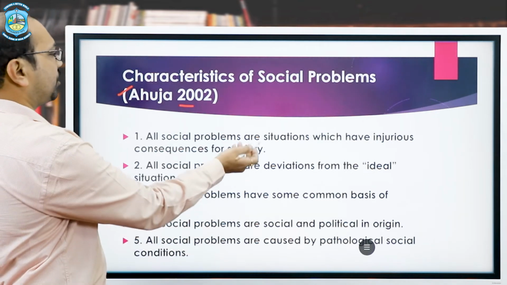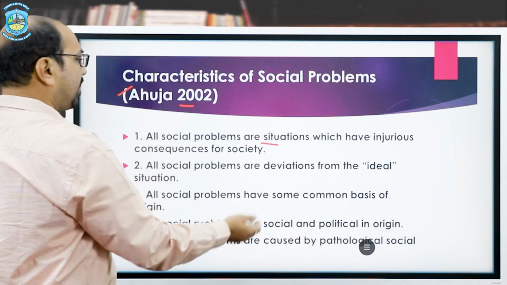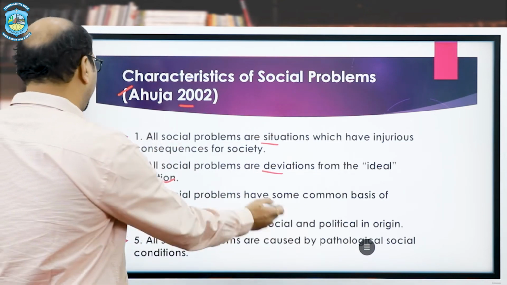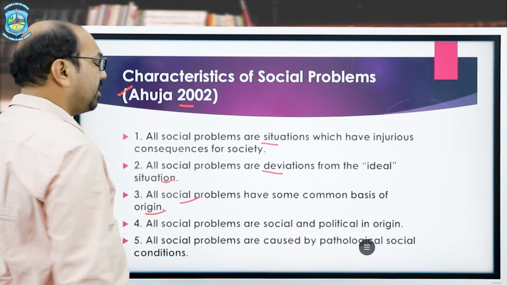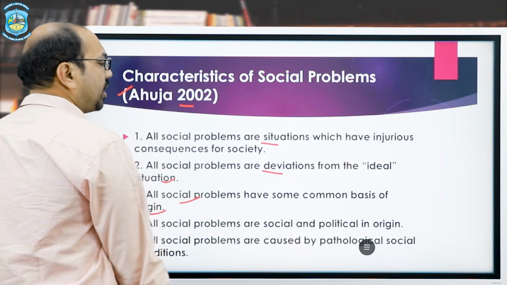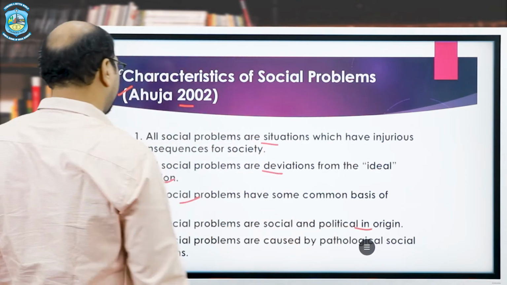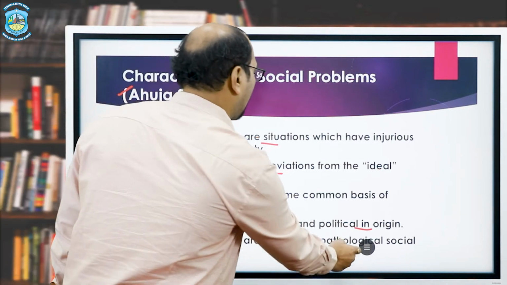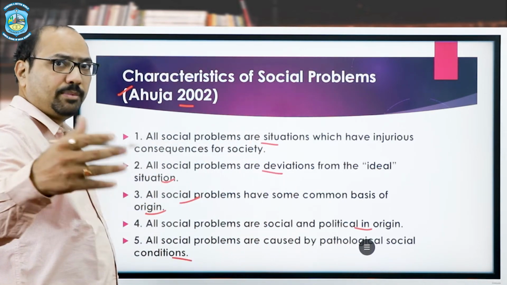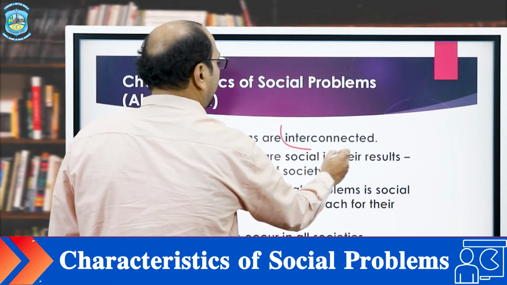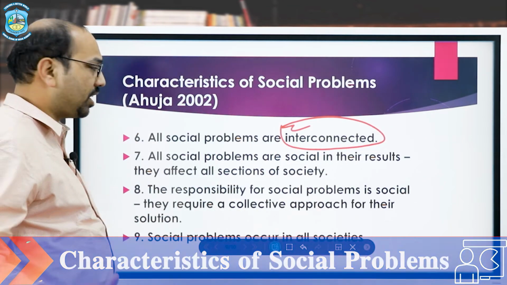So it says a social problem is a situation; the second characteristic says it's a deviation from the ideal situation. Again, a common basis of origin has to happen, then only the situation can be termed a social problem. Social problems are social and political in origin, that's another characteristic. Social problems are caused by pathological social conditions, again a behavioral issue. The sixth characteristic says that social problems are interconnected, as I already told you. One problem is connected with the other.